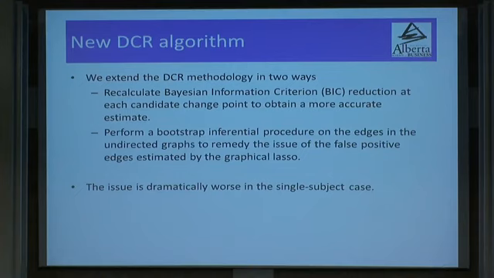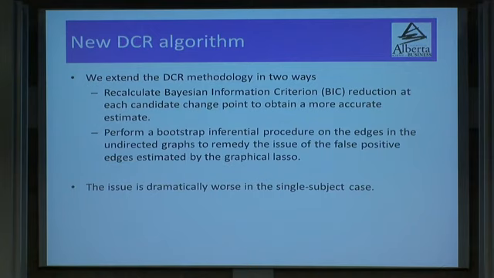So we recalculate the BIC so that there's a few things we add. So we recalculate the BIC reduction at each candidate change point to obtain a more accurate estimate. And obviously then our stationary bootstrap procedure slightly changes as well. And then because there's the issue of the false positive edges estimated by the graphical lasso, we introduce a bootstrap inferential procedure on the edges. This is similar to the subsampling procedure of Meinshausen and Bühlmann. I hope I pronounced them correctly.